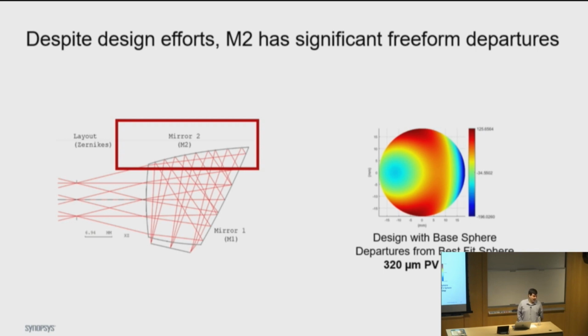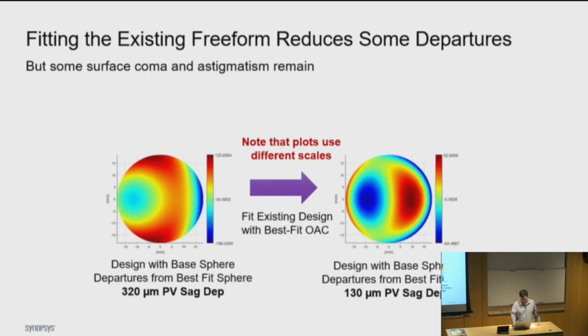And one thing that we might try is to take this sag departure profile and fit it with the best fit off-axis conic. And when we do that, we actually do get some reductions. This makes sense. The off-axis conic is a more complicated, more powerful surface than a base sphere, so fitting should reduce departures. And what we see is that we go from 320 microns of PV sag departure from base sphere to 130 microns of PV sag departure from best fit off-axis conic. That's a nice reduction, but if we look at the sag departure profile that remains, we can still see there is definitely some surface coma that is present, which is providing a lot of contributions. And we'd like to get rid of that.